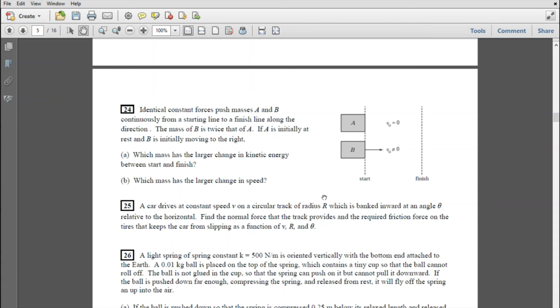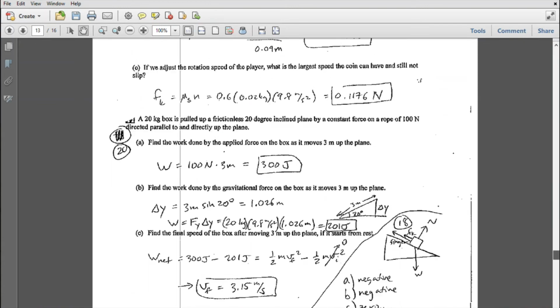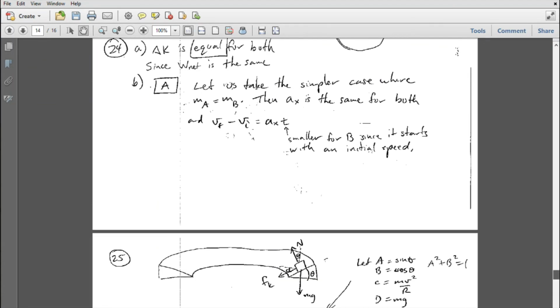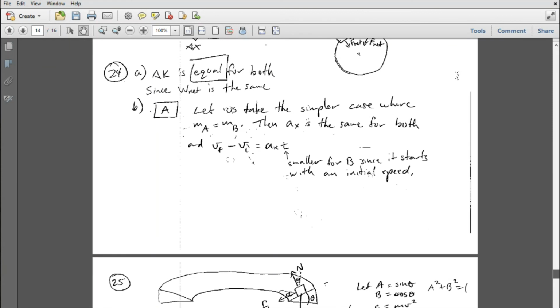Which one has the larger change in speed? I think this is somewhat of a difficult question to answer. I did make a somewhat complicated argument here. I would say let's just exclude B. It's worth thinking about, but my argument was a little bit more complicated than I anticipated when I wrote the problem. So you can take a look at that.